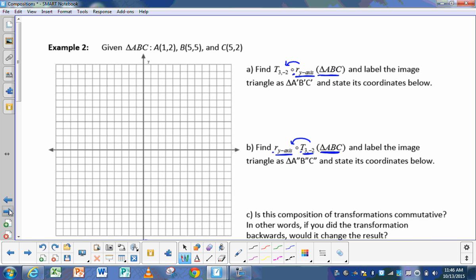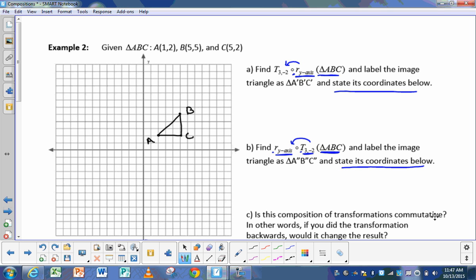Well, let's find out. So what I want you guys to do for me is go ahead and do part A and B. I have total confidence in you guys that you can do this. So plot the triangle ABC, do a reflection, then a translation. Then later on, in part B, do the translation followed by a reflection. And go ahead and make sure you state those coordinates. And I'll meet you right back here.